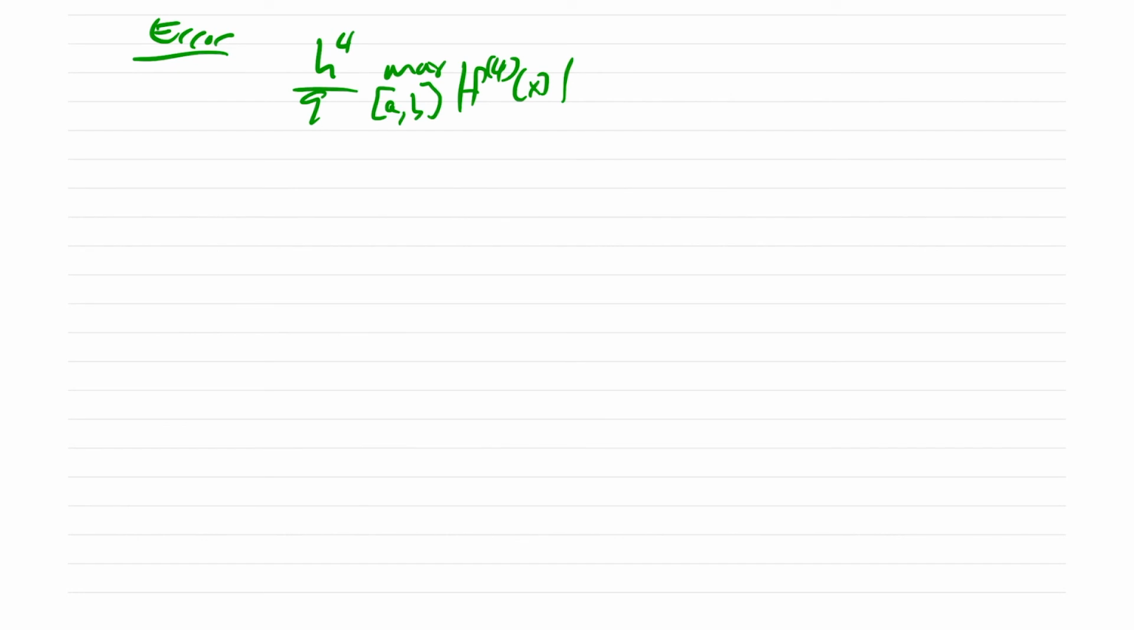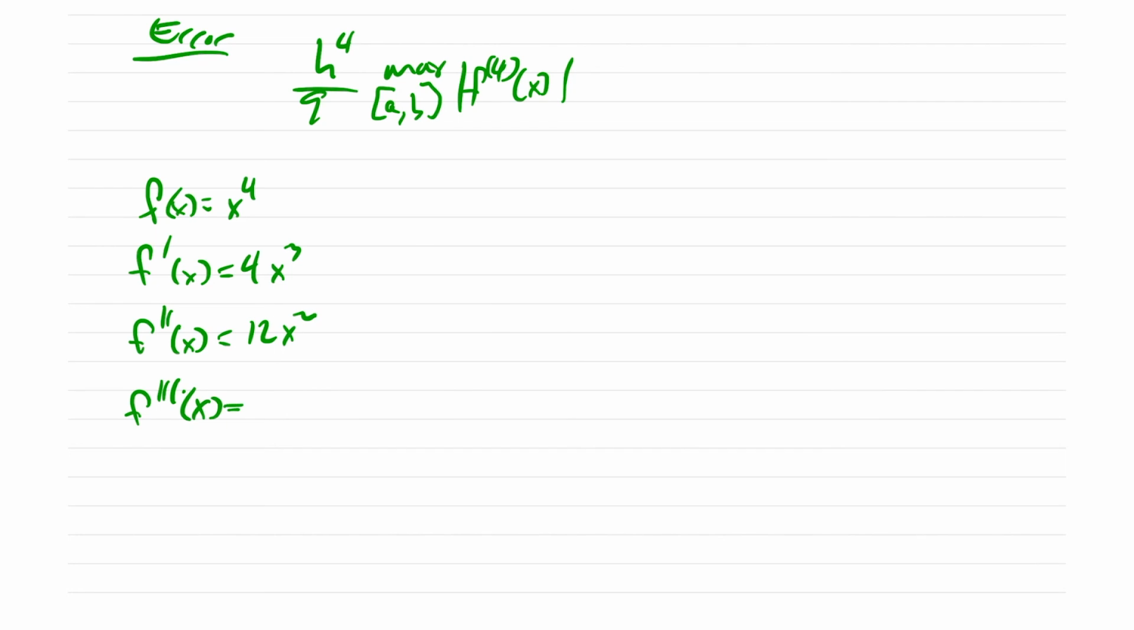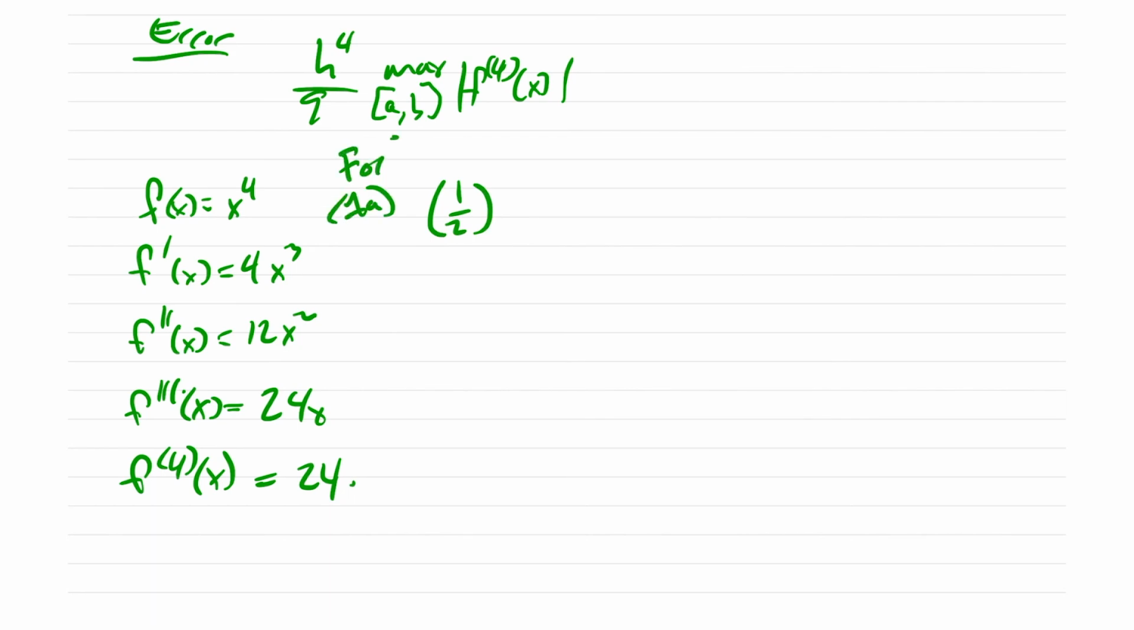If I take a look at f of x, in this case x to the 4th, f prime of x is 4x cubed, f double prime of x is 12x squared, f triple prime of x is 24x, and the 4th derivative of f is equal to 24. So this is pretty easy to work out then. h itself is 1/2 in this case. So for 1a, h is 1/2, raised to the 4th power, divided by 90 times 24.